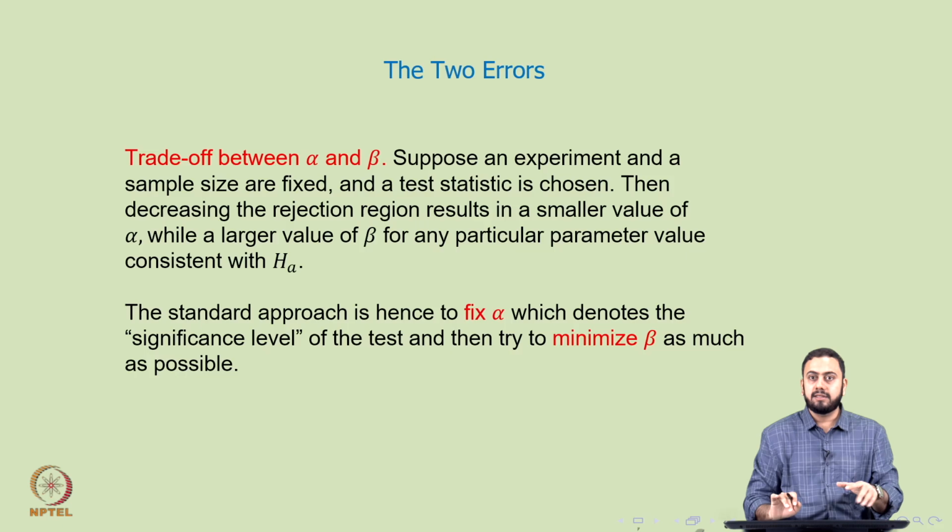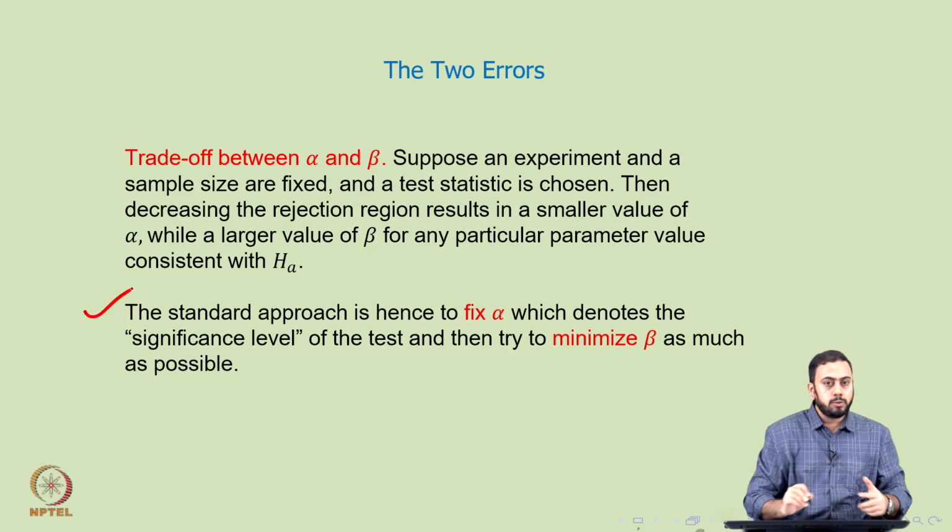I'll try to summarize this briefly. The trade-off is that if you try to minimize alpha, then the value of beta tends to increase. Similarly, if you try to minimize beta, the value of alpha tends to increase. As you know, both alpha and beta are errors, so you can't try to maximize errors, isn't it? The moment you try to minimize one of the errors, the other error jumps. So this is a trade-off.